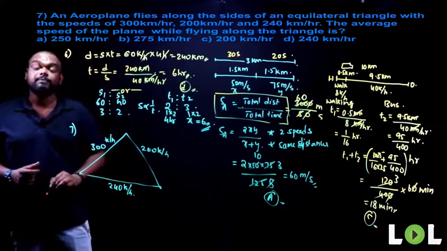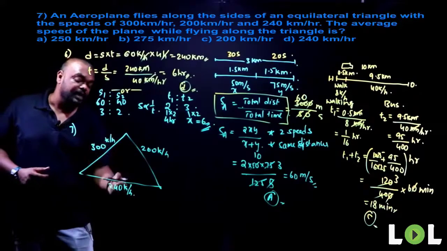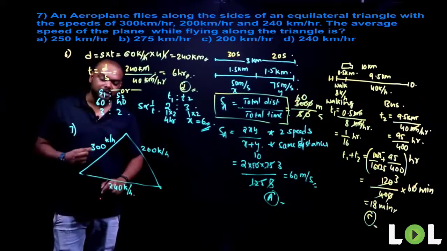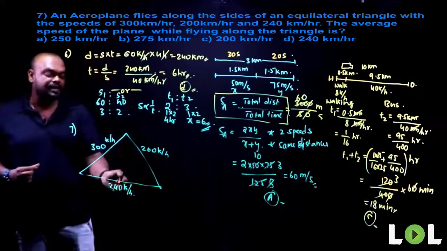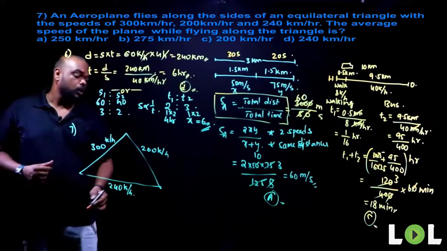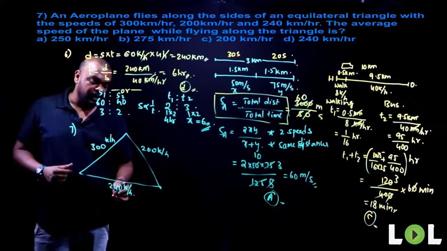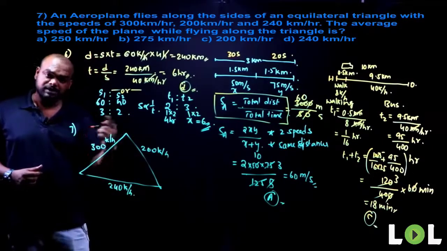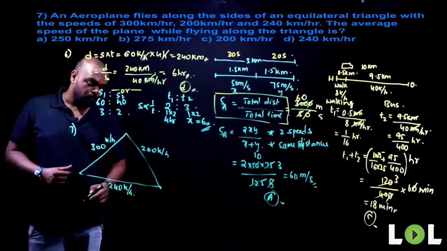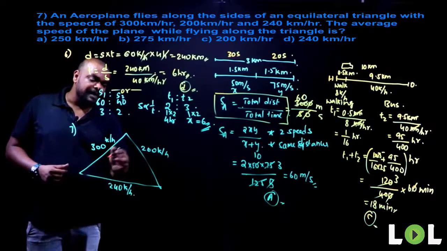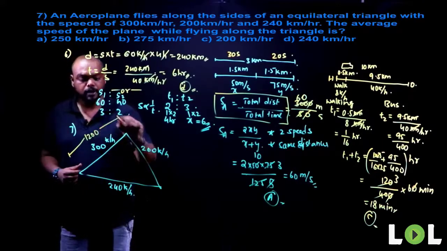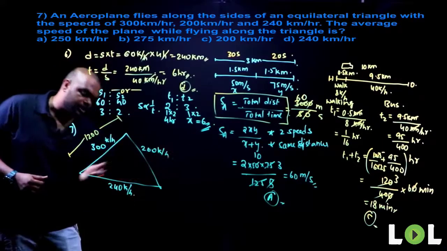Now how do we take it? We take a number divisible by 300, 240 as well as 200. Any number divisible by all these 3. It means the LCM of 300, 240 and 200. So, 1200. 1200 is divisible by all the 3 numbers. Okay. Now, what happens? Let me consider this distance as 1200 kilometers. Now, if this is 1200, this is also 1200, this is also 1200.